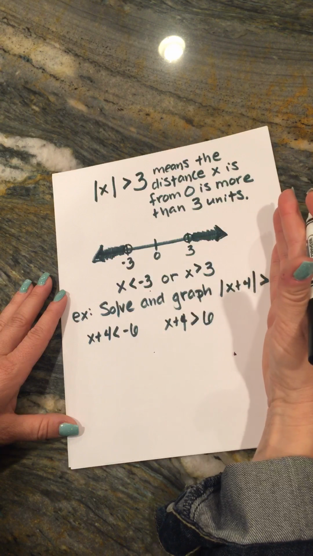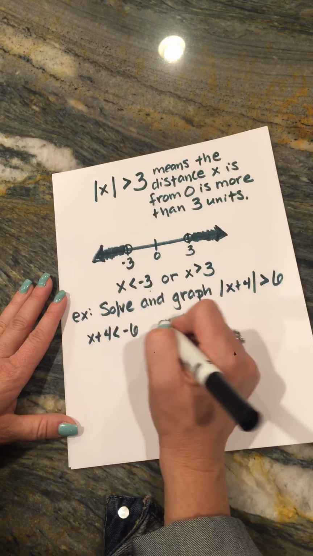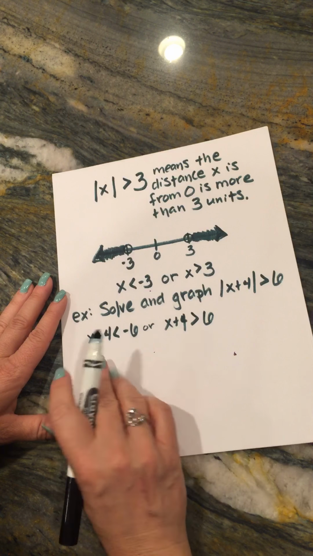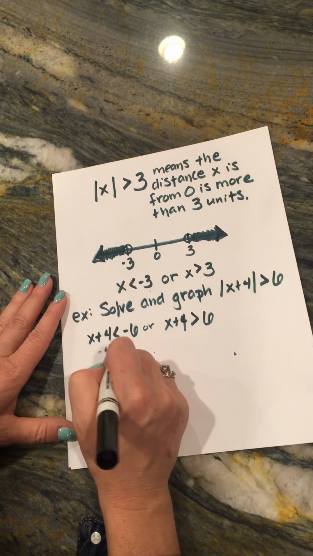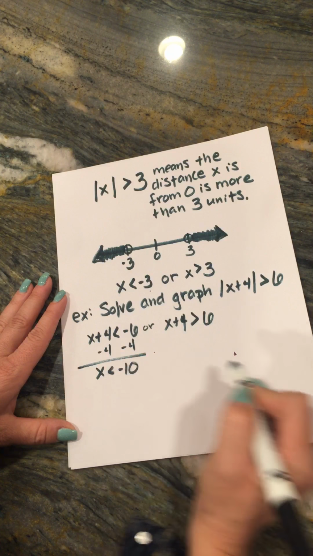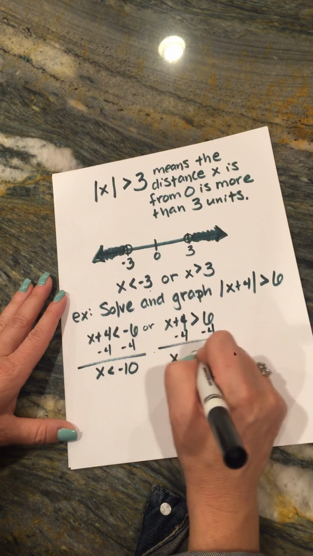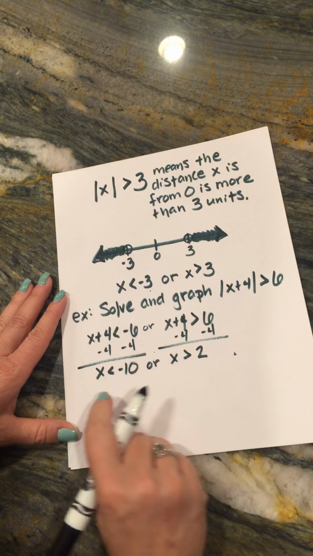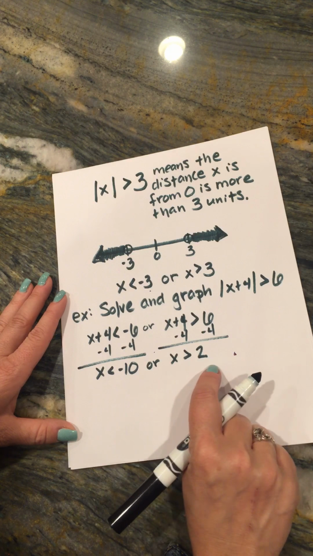So here's the right side, here is the left side. And so we can solve, we'll put a little or in between. We can solve each of these separately. So minus 4, x is less than negative 10. Minus 4, x is greater than 2. So x will be less than negative 10 or x will be greater than 2.